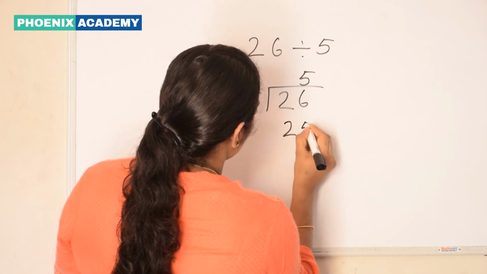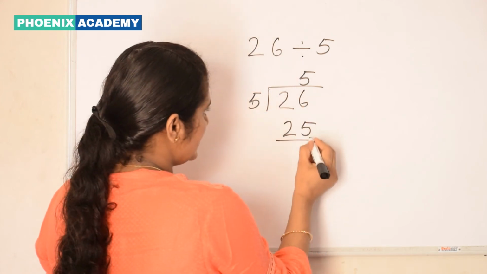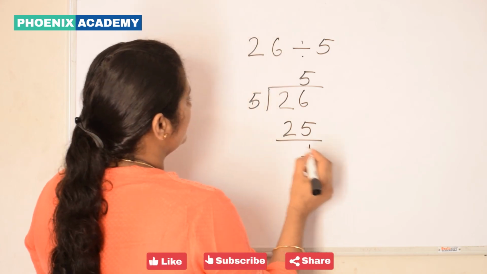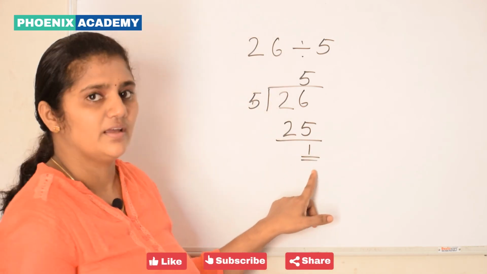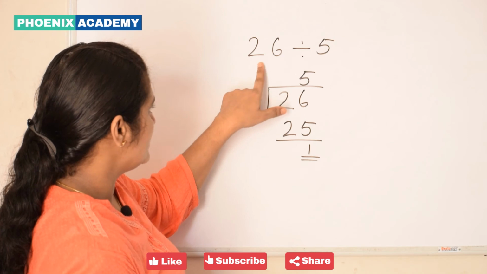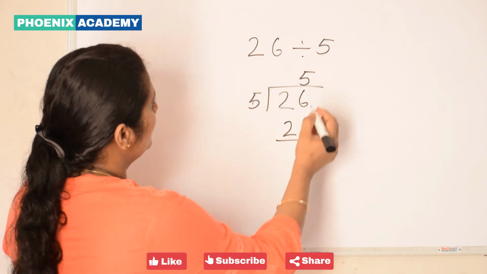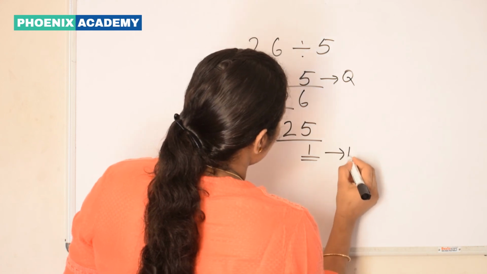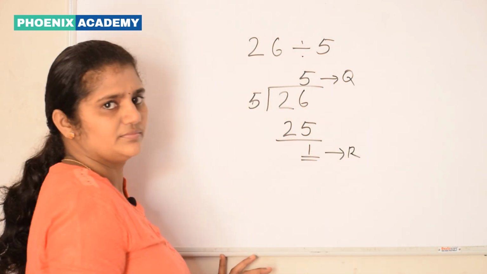25 we write below the dividend and subtract. 1 is the remainder. So 26 divided by 5, 5 is the quotient. 1 is remainder.